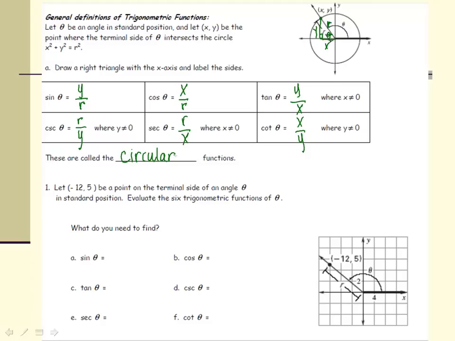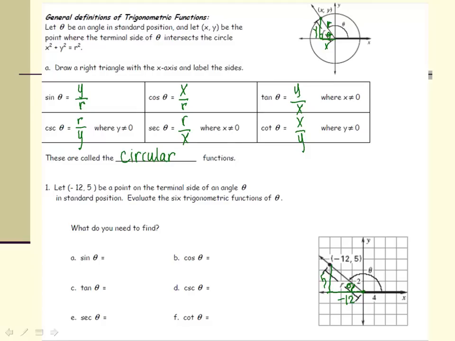It says let (negative 12, 5) be a point on the terminal side of an angle theta in standard position. Evaluate the 6 trigonometric functions of theta. So looking at our picture here, I'm going to draw my right triangle right in here. If I start at (0, 0), I'm going to go left 12, so that's negative 12, and up 5, so that's positive 5. And the angle that I'm going to use is right here. This is going to be my theta.